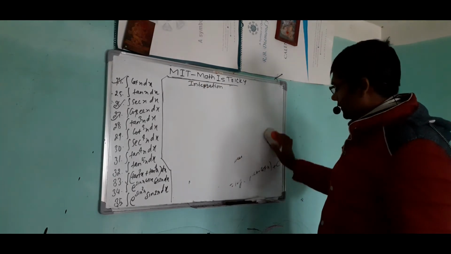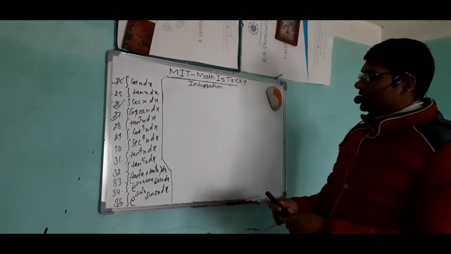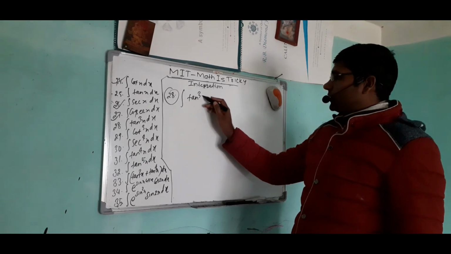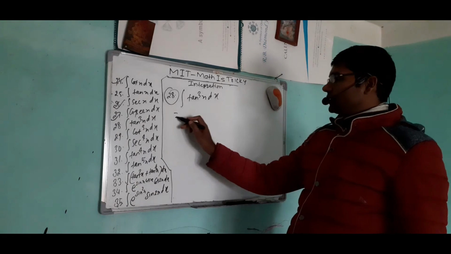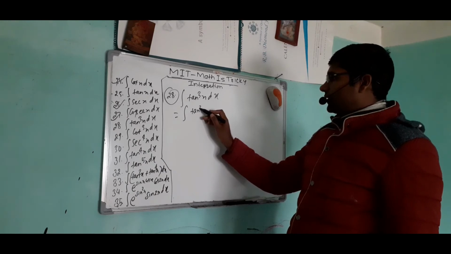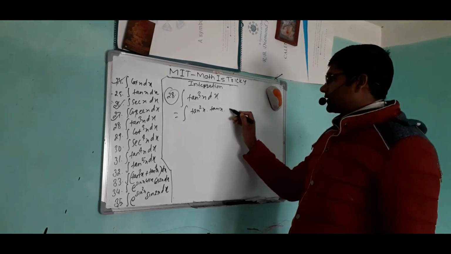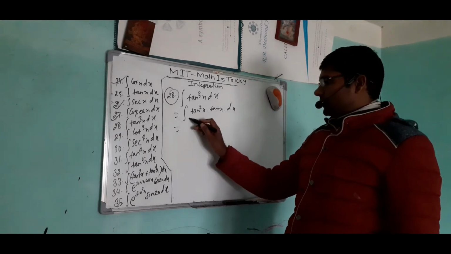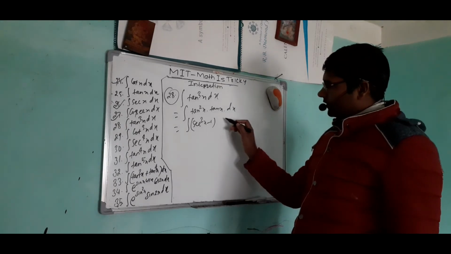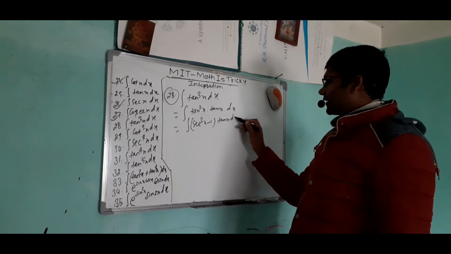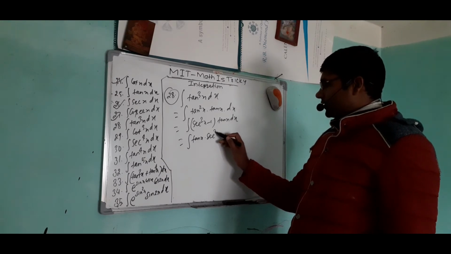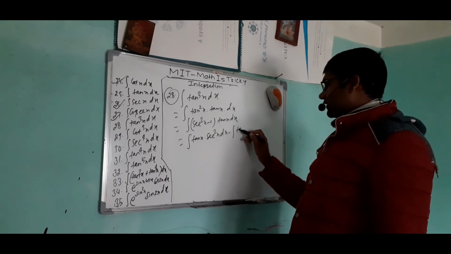Okay, so let's see question number 28, and let me solve it for you and explain it. Integral of tan cube x dx. So what can be done here? We can write it like this: tan cube means tan square x into tan x dx. Now tan square can be written as sec square x minus 1, and tan x dx. So we multiply this out: tan x into sec square x dx minus tan x dx.